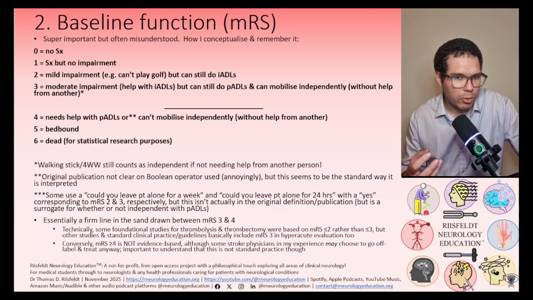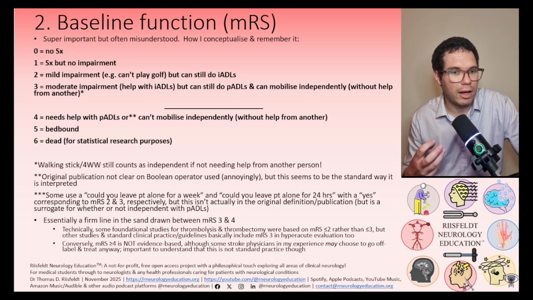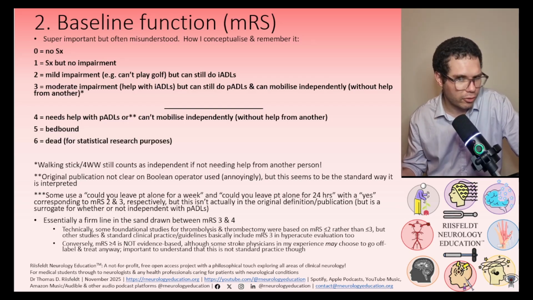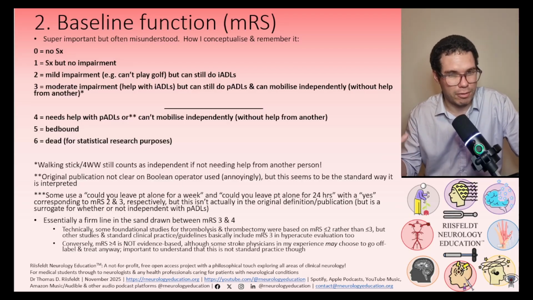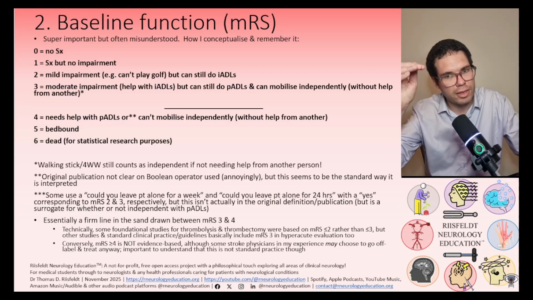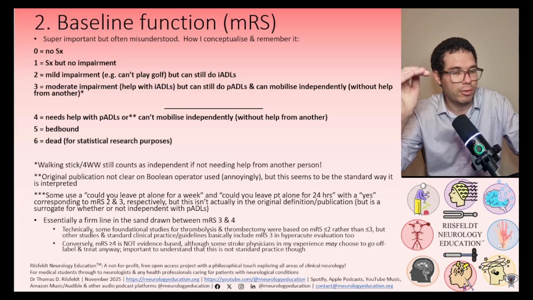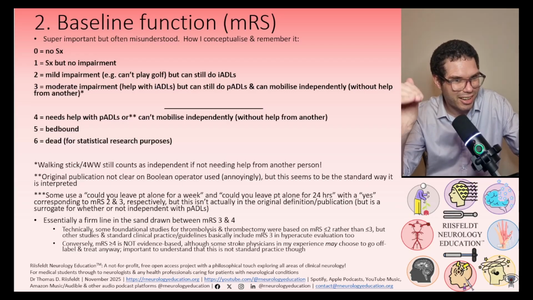Now, one other way that people sometimes conceptualize this is by using another concept of how long could you leave the patient alone for safely. I haven't seen this published. It may be published somewhere and I may have just not read it, but it wasn't included in the original description of how the MRS was actually stated, as I've just mentioned.